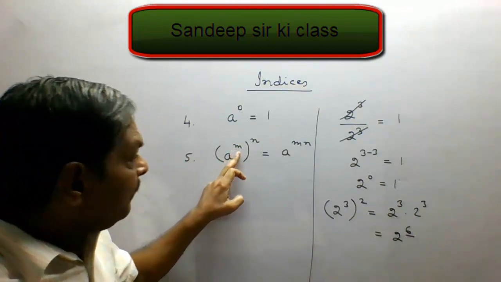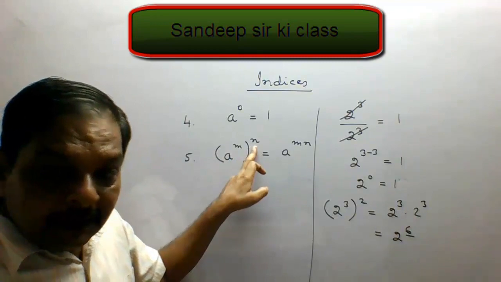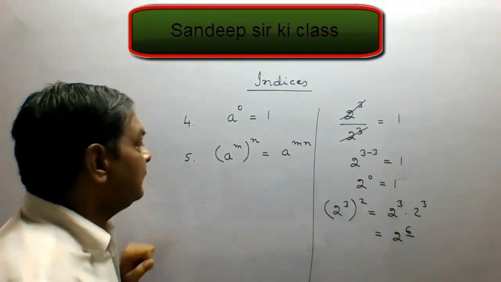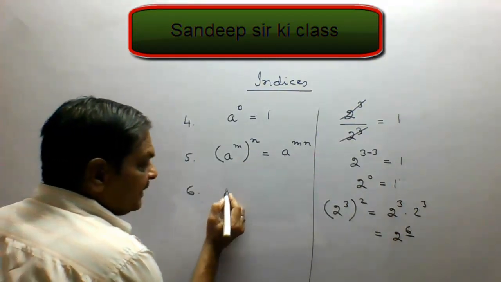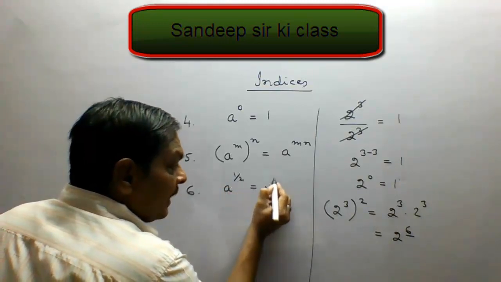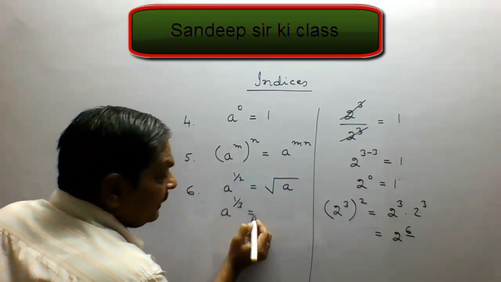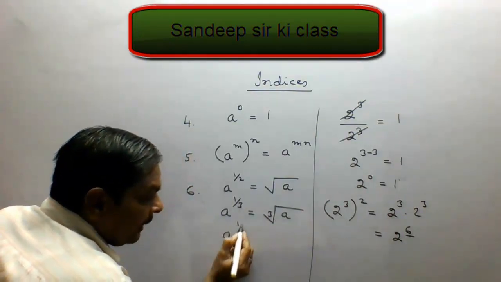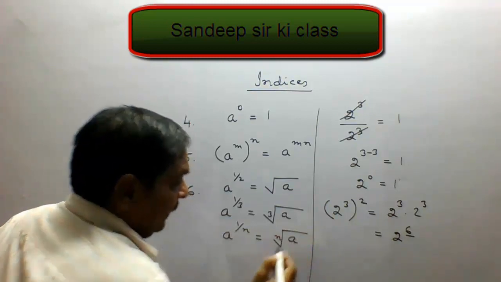So the rule number 5 is that if we write a raised to the power m raised to the power n, then the powers are multiplied. Next is rule number 6. Rule number 6 is that a raised to the power 1 upon 2 is under root a, a raised to the power 1 upon 3 is cube root of a, or in general a raised to the power 1 upon n is nth root of a.